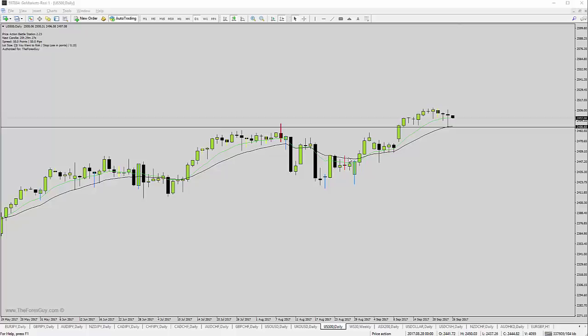This is a contract for difference, basically the S&P spot market, and I've identified what I think is a pretty good swing trade opportunity here.